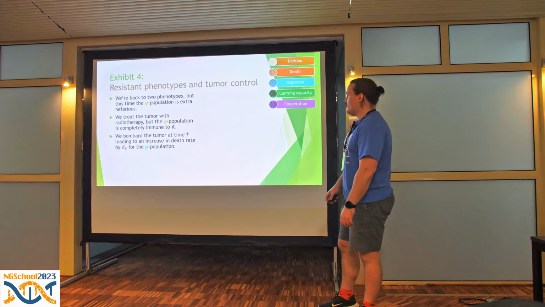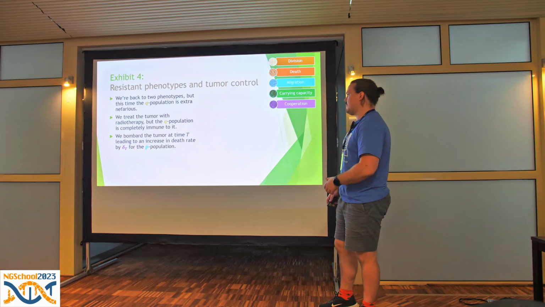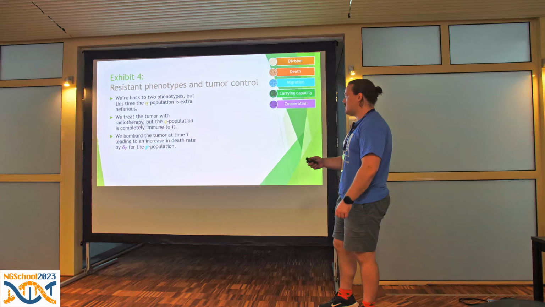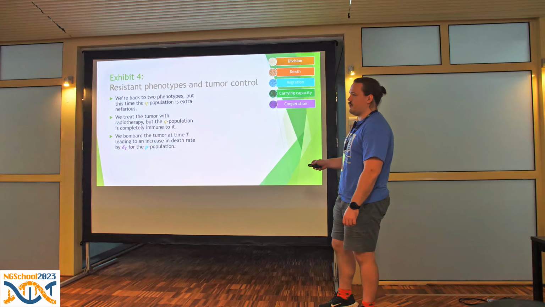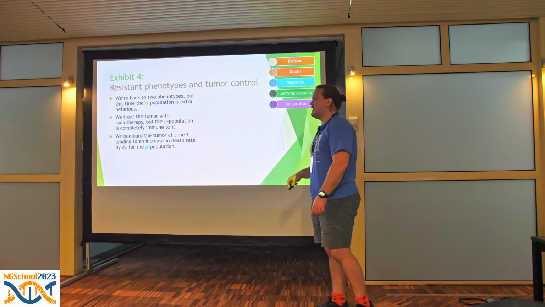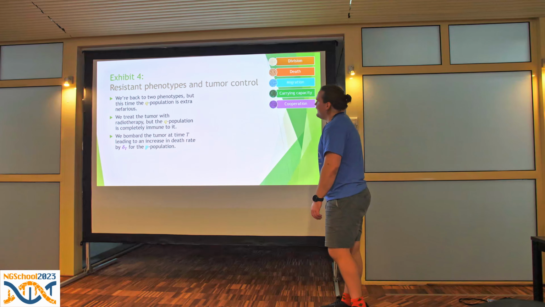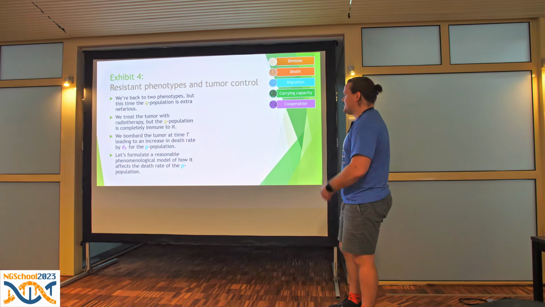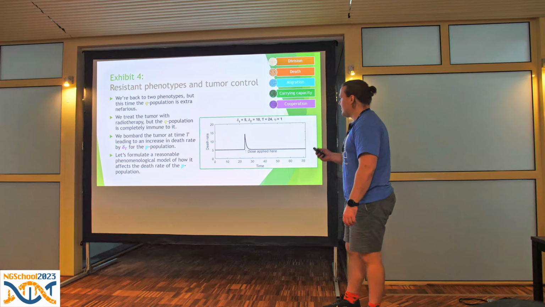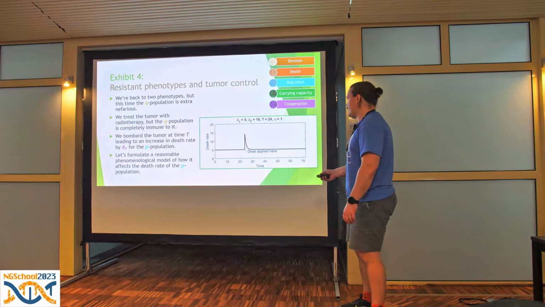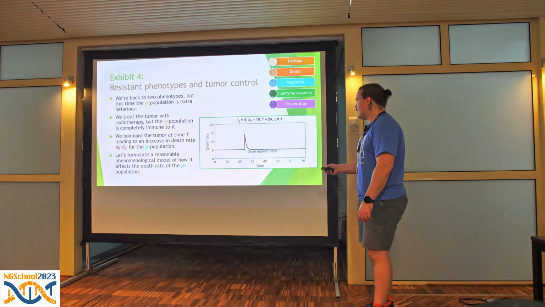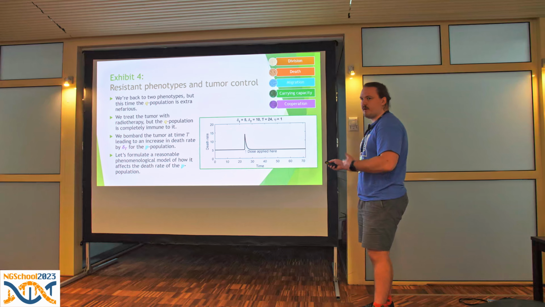So we do it anyway, so we bombard the tumor at some time, capital T, just some time, maybe 24 hours from now, and that will lead to an increase in death rate for the P population, the susceptible, the weak phenotype. When I think of formulating a reasonable model, I literally dreamt this up. It should probably look something like this. We have a base death rate, and then when we apply the dose, it should spike, because these guys in the first phenotype will start getting murdered at a very high rate by the radiation.